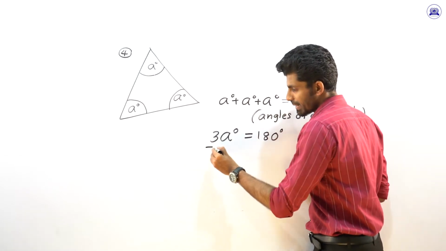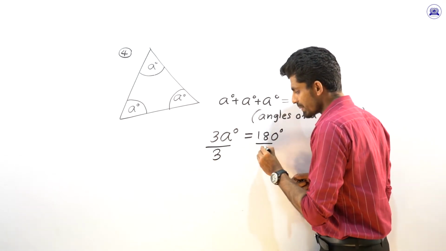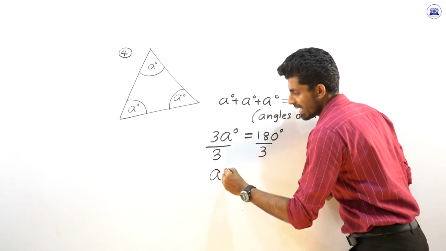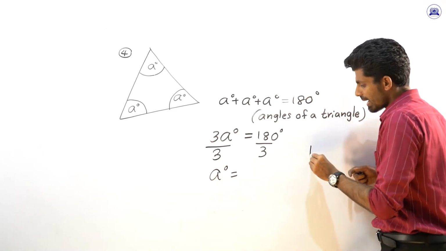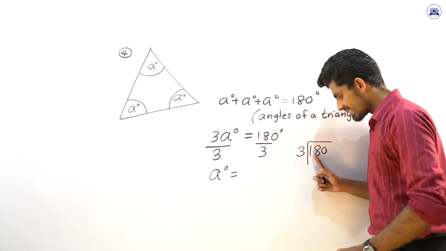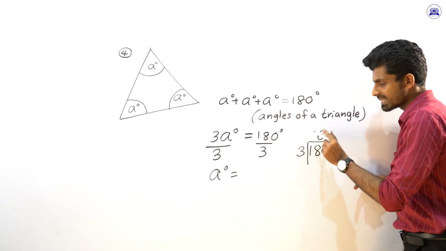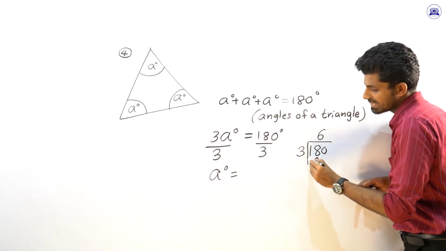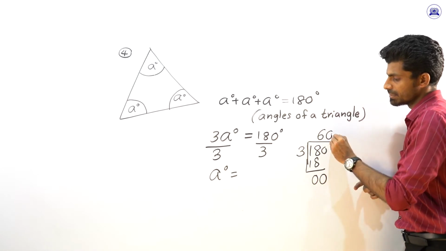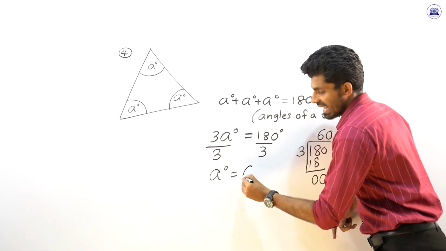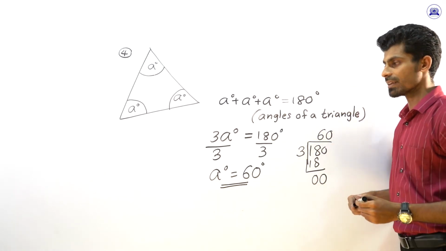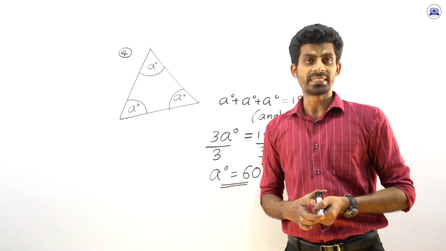So you need to divide both sides by 3. So A equals 180 divided by 3. 18: 6 into 3 is 18. So 0, and for the 0 we need to put 0. A equals 60. Angle A equals 60.